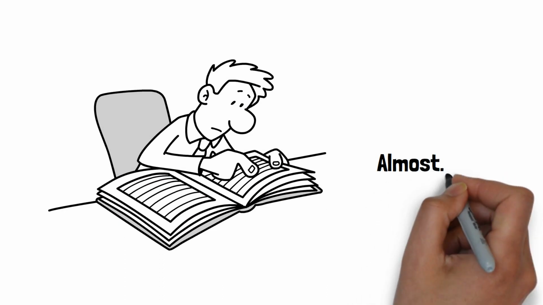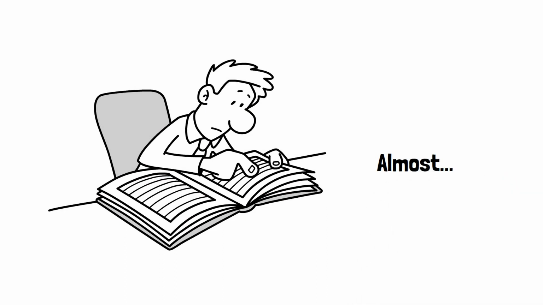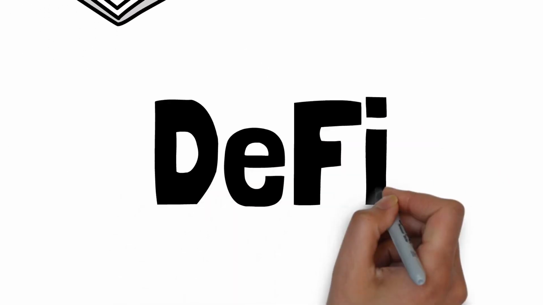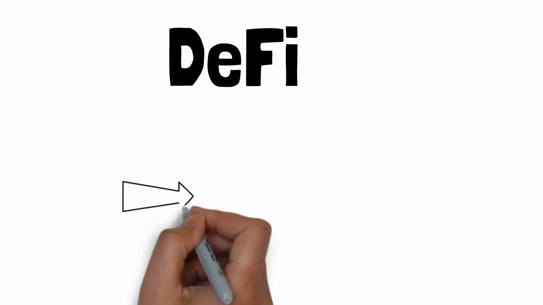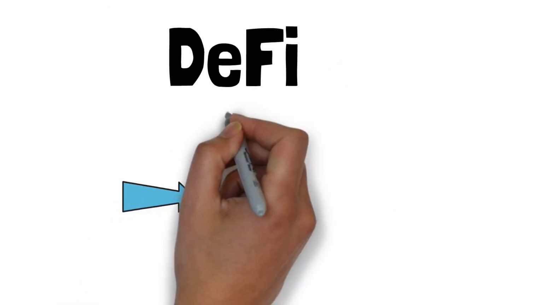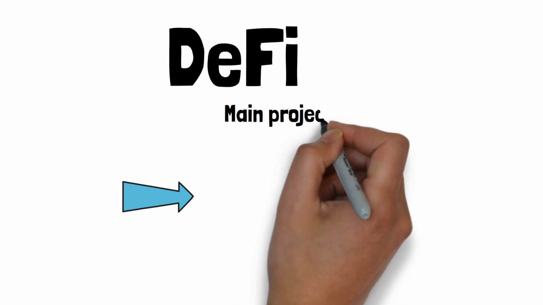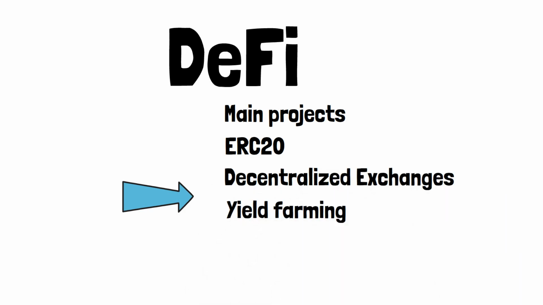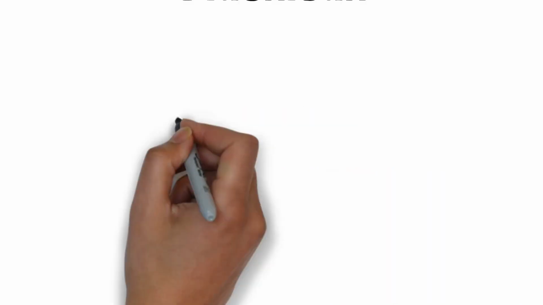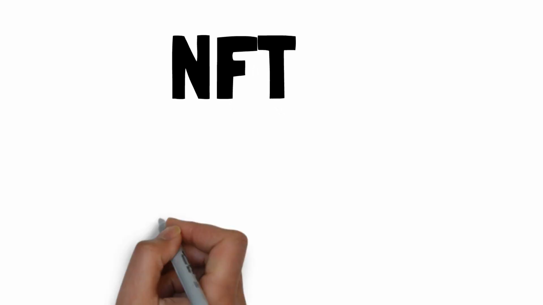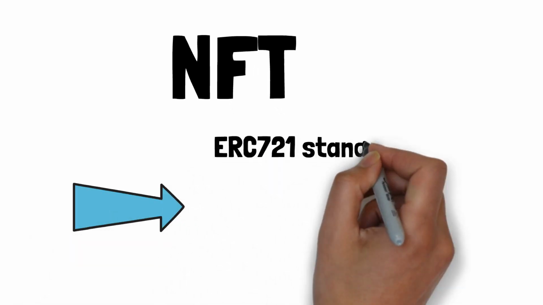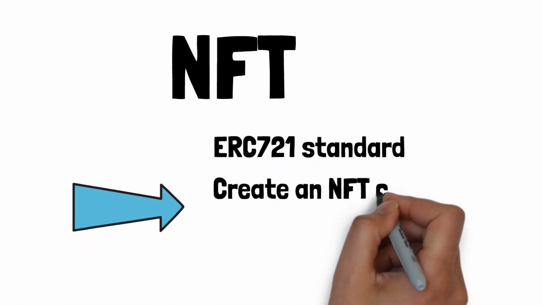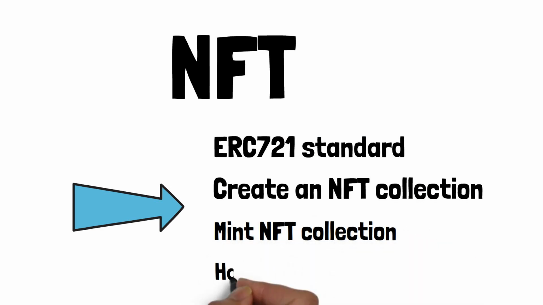Almost. You still need to learn a few concepts related to the main use cases. For example, when it comes to decentralized finance, you should be familiar with the main project in the space, as well as the main concepts such as ERC20, the standard for tokens, decentralized exchanges, yield farming, staking, and flash loan. When it comes to NFTs, you should know the ERC721 standard, how to create an NFT collection, how to mint an NFT, and how to handle metadata.